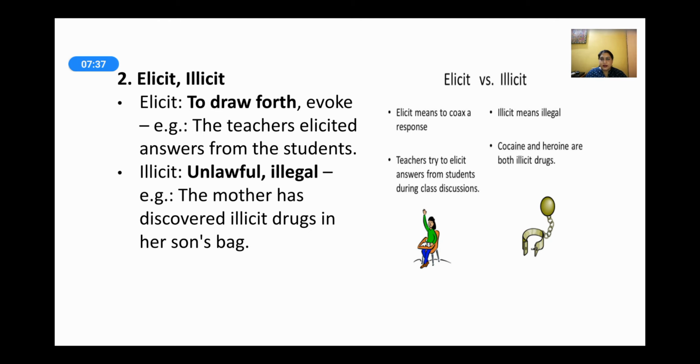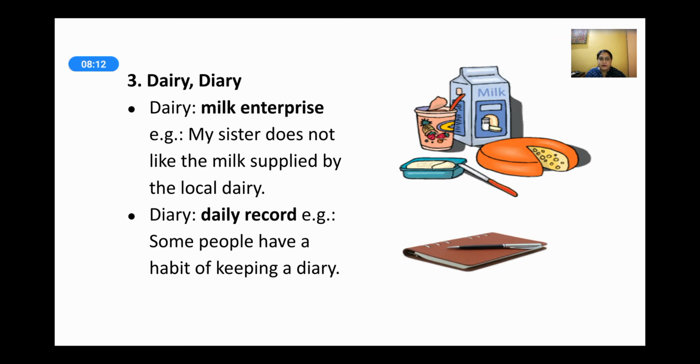Elicit, illicit. This is another pair of commonly confused words. Elicit, to draw forth, evoke. For example, the teachers elicited answers from the students. When you try to draw answers from the students, the word to be used there is elicit. The other similar word is illicit. Illicit means unlawful or illegal. The mother has discovered illicit drugs in her son's bag. Imagine interchanging the words and the meaning drastically changes. So please be clear. Elicit means to draw forth, while illicit means unlawful or illegal.